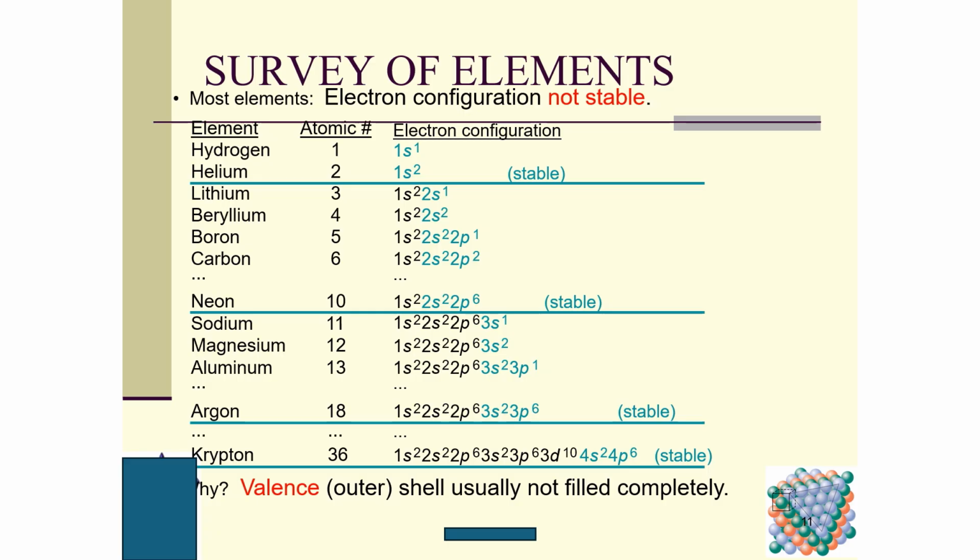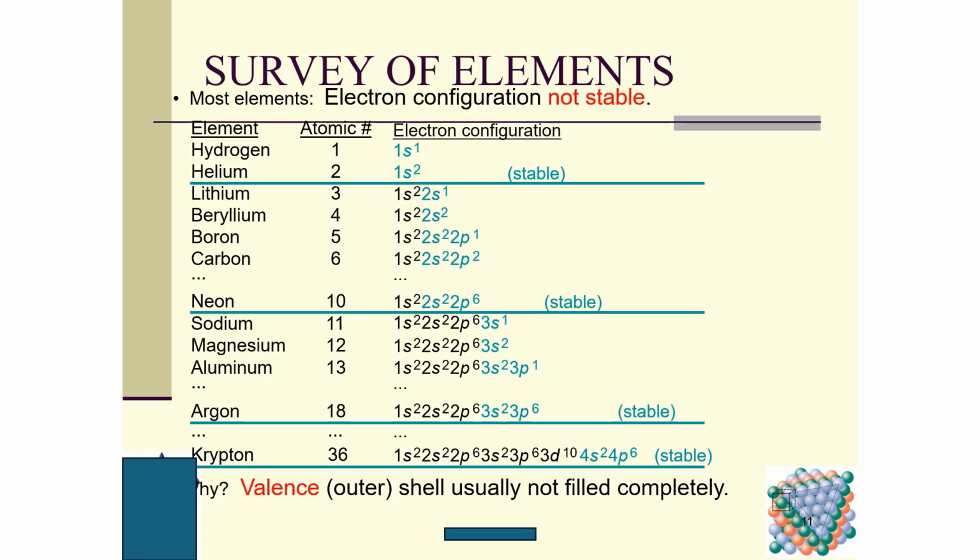If we go further down, sodium, magnesium, aluminum, finally we reach argon here. For argon, the third shell has 3s2, 3p6, and 2 plus 6 equals 8. This 8 is the biggest number of electrons in the outer layer. So argon's electrons reach the biggest number. Argon is stable. It does not have a tendency to react chemically with other atoms.